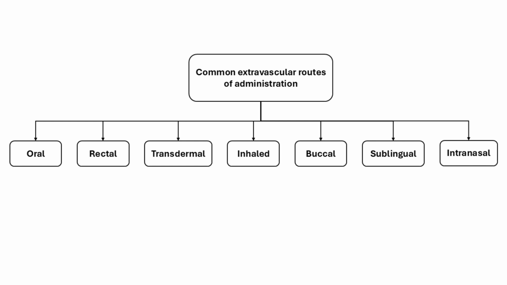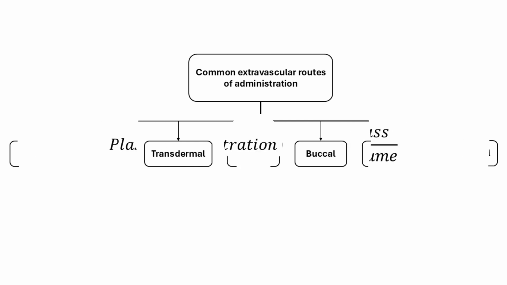Common routes of extravascular administration include the oral route, where medications are swallowed, rectal route, where medications are administered via the rectum, transdermal route, where medications are absorbed through the skin and includes examples such as creams and patches, inhaled route, where drugs are absorbed across the lungs, buccal route, where drugs are absorbed between the cheek and teeth, sublingual route, where drugs are absorbed under the tongue, and the intranasal route, where drugs are administered via the nasal passage.